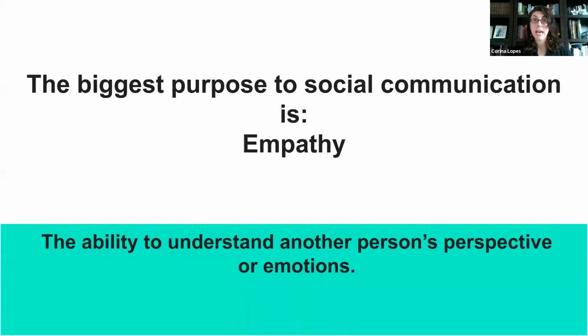And this sharing is often called empathy. So I'm going to say it again. One of the biggest reasons that we engage in social communication is to engage in empathy. Do you know what empathy means? If you know what that means, type Y in the chat box or N for no in the chat box. Y for yes, N for no.